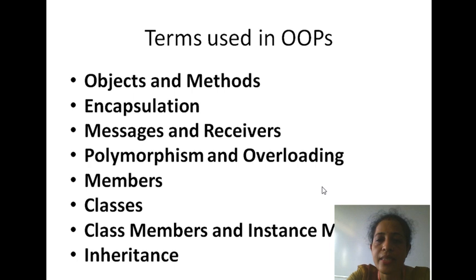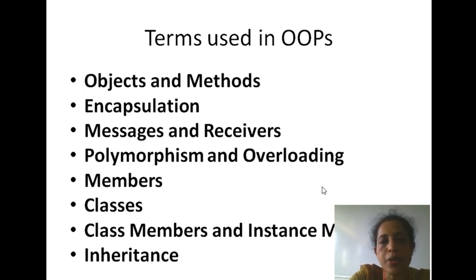So here I represent some common terms used in object-oriented programming. Basically, object-oriented programming depends on the object and the method. But here we use some other terms like encapsulation, messages and receivers, polymorphism and overloading, members, class members and instance members, and inheritance.